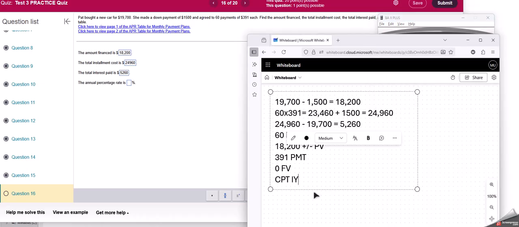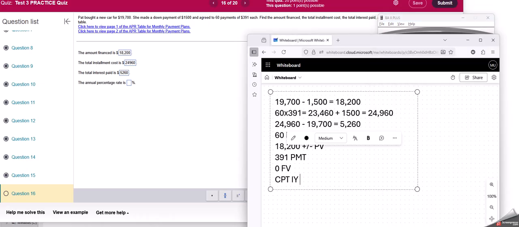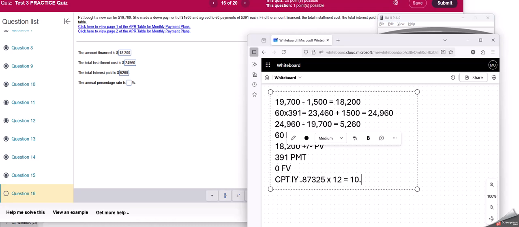So remember, it's a big, long, weird number. So 0.87325 and additional digits. And then we're going to take that and multiply it by 12 because they want to know the annual percentage rate. This is the monthly. So while I have that all in there, I'll just multiply by 12 and then push equals. So basically 10.48, or 10.5 if we round it.